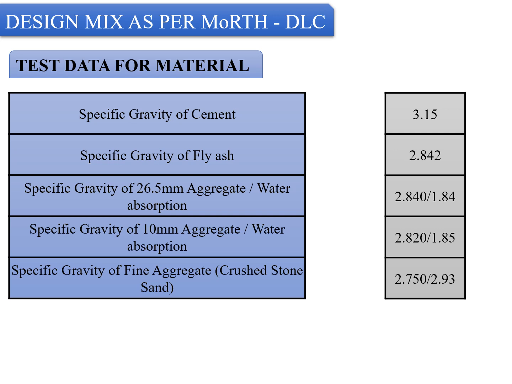Before the start of the design mix, the specific properties of materials need to be tested and recorded, like specific gravity of cement, specific gravity of fly ash, and specific gravity and water absorption of coarse aggregates and fine aggregates. In this particular example, specific gravity of 26.5 mm aggregate is 2.84 and water absorption is 1.84. Specific gravity and water absorption for 10 mm aggregate are 2.82 and 1.85. Specific gravity of fine aggregates is 2.75, which is tested and recorded in the example.